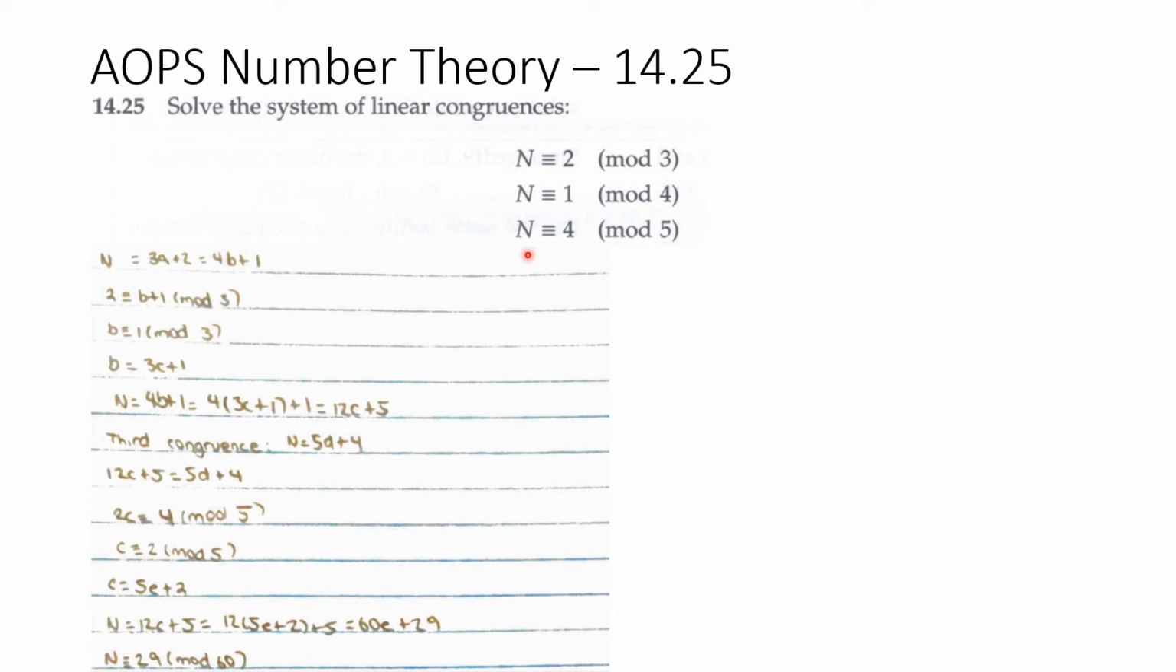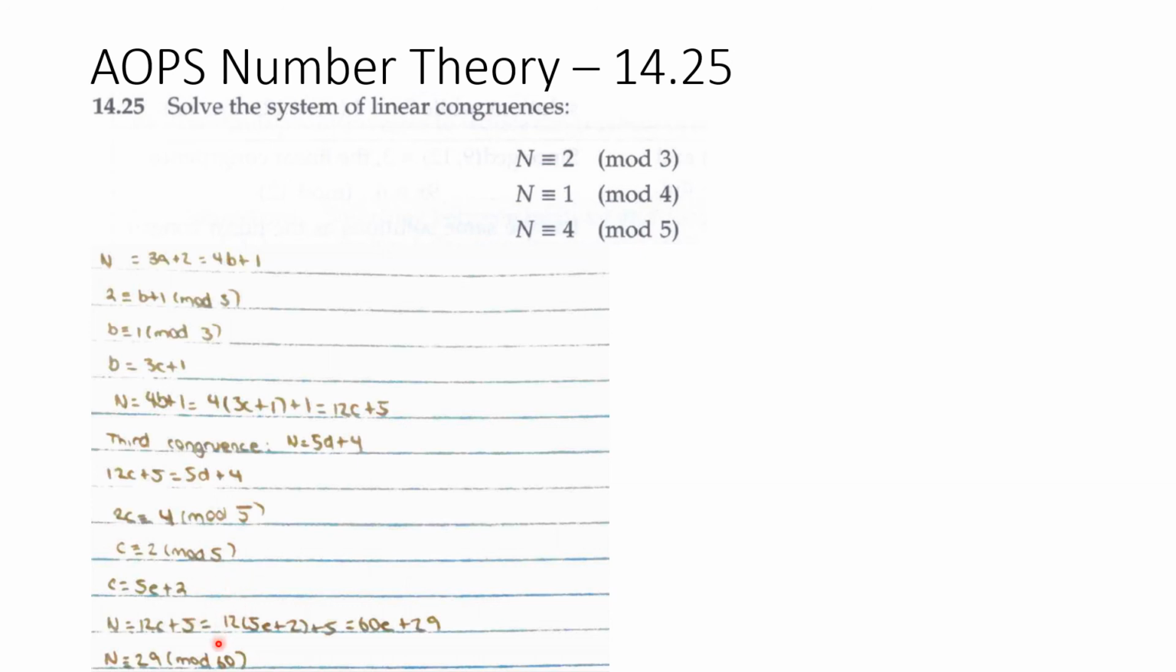For the third congruence, n is congruent to 4 modulo 5, so n is equal to 5d plus 4. So 12c plus 5 is equal to 5d plus 4. So 2c is congruent to 4 modulo 5. So that means c is congruent to 2 modulo 5. So c is equal to 5e plus 2.